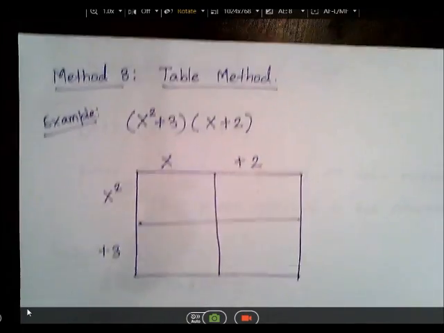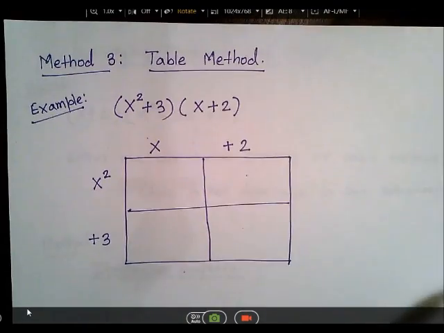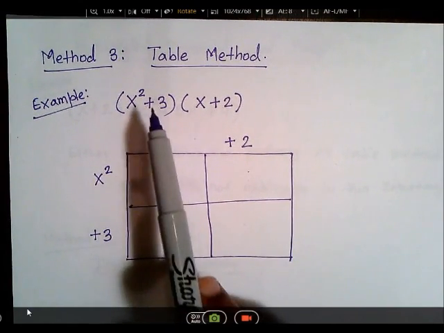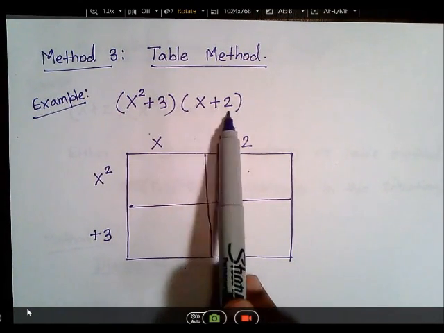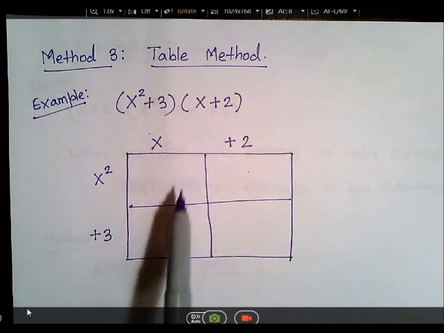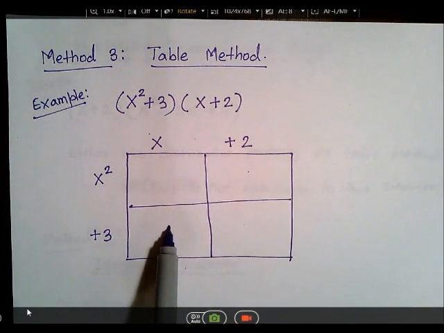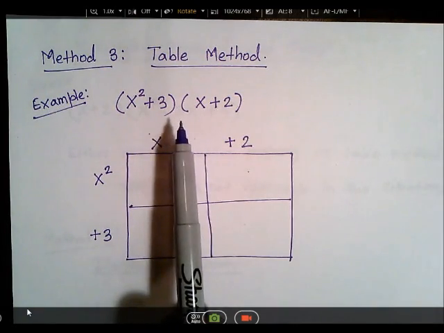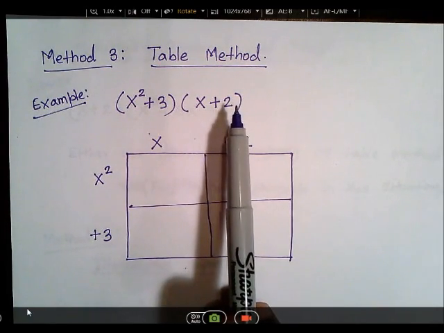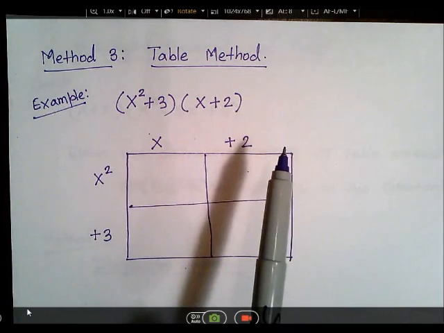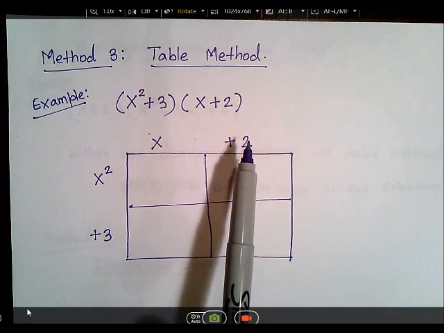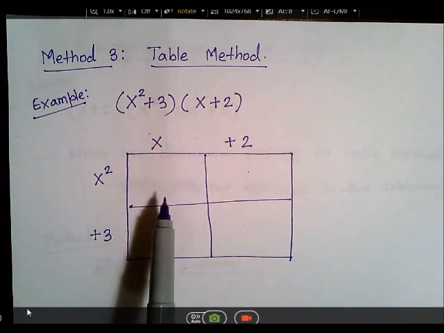All right. So the next method, my favorite one, is table method. Okay, so I have a binomial and I have another binomial. So my table has that many rows and that many columns depending on what my polynomial is. This method is also applicable for all polynomial multiplications. Doesn't matter how big your polynomial is, you can use this method to multiply them.